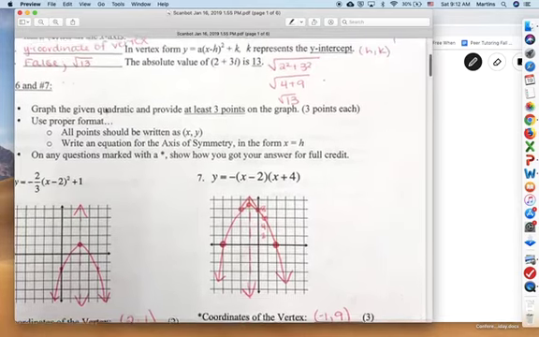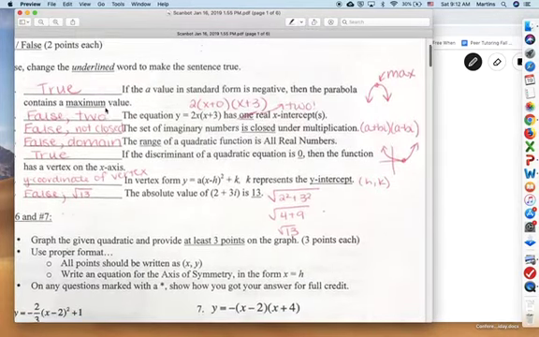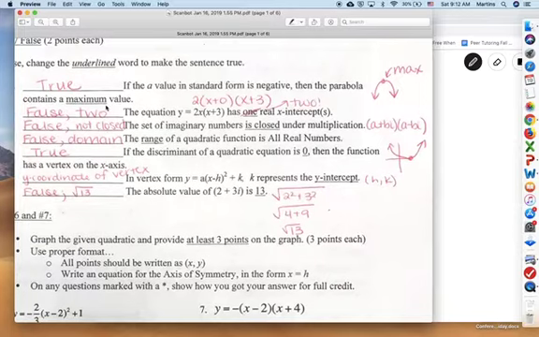Coming over to number 7, taking a look at this problem with fresh eyes, we have y equals negative (x minus 2) times the quantity (x plus 4). I'm just thinking to myself, what form is this? Okay, I can see that it's in factored form or intercept form, because those two words mean the same thing.